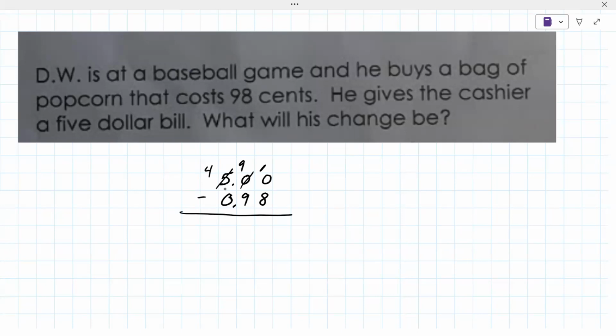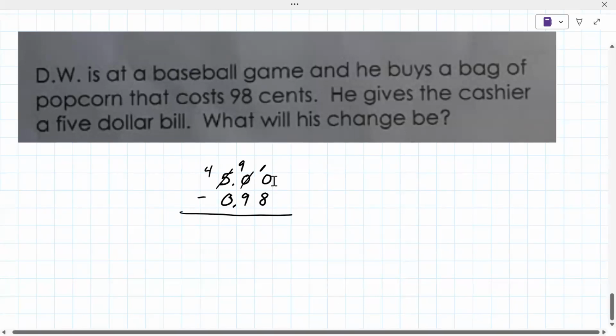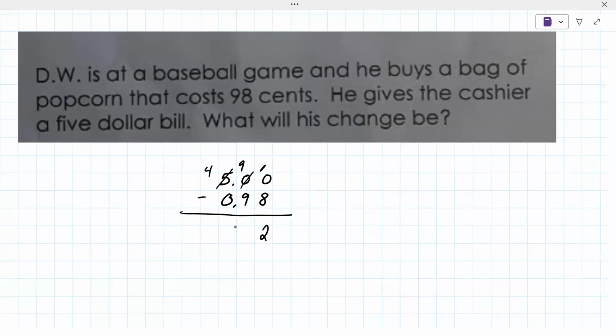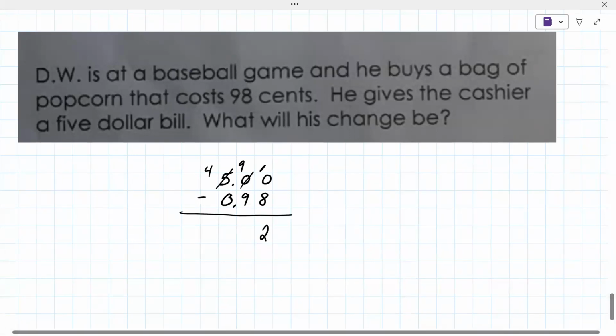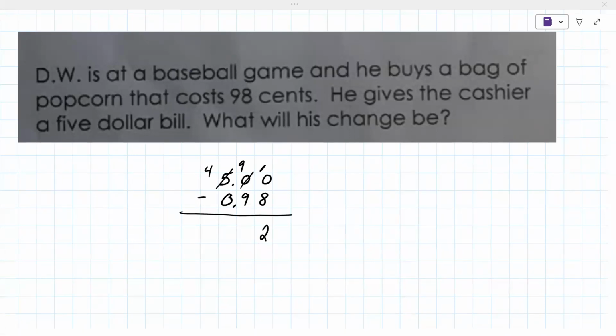$4.03. How did you come up with 3? What is 10 minus 8? 10 minus 8 is 2. Okay. 9 minus 9 is 0. 4 minus 0 is 4. All right, good job. We're going to go ahead and stop there for today.